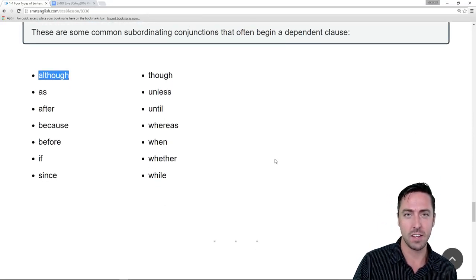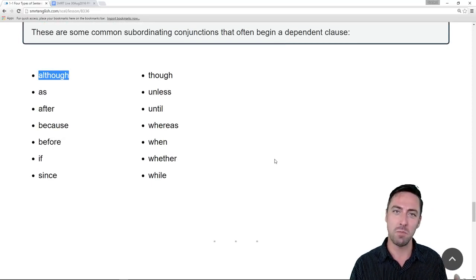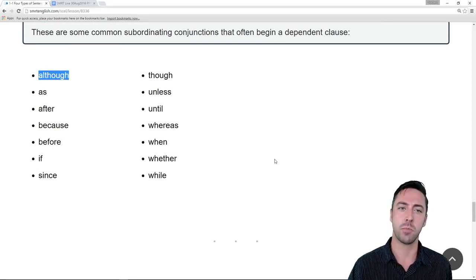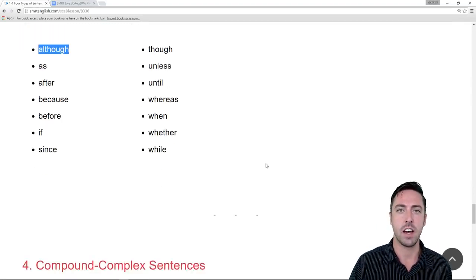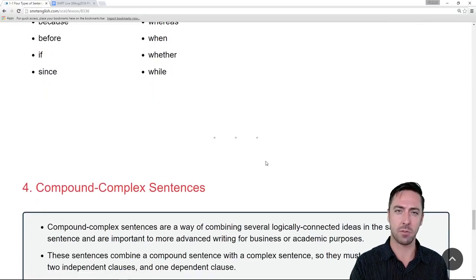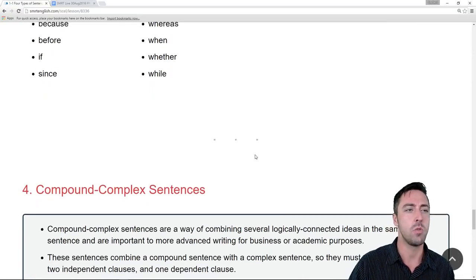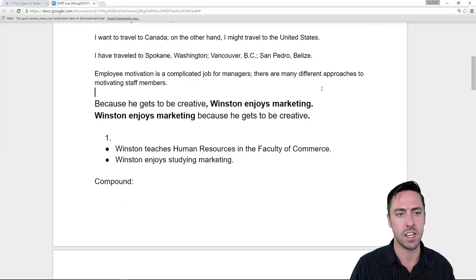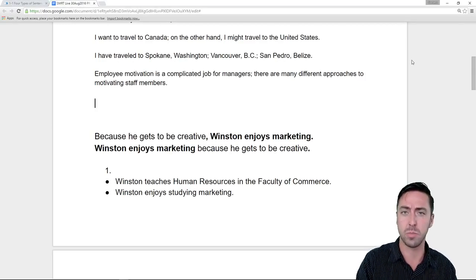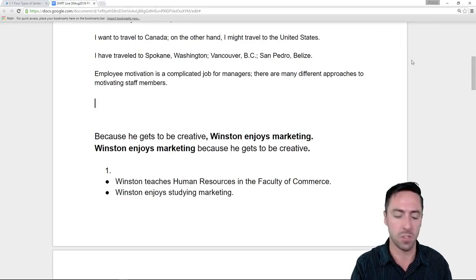Although is common, and I could teach a whole lesson on the different meanings of these subordinating conjunctions. But basically, although, as, after, because, they hold different meanings and relationships to the dependent clause and the independent clause. When I use although, let's look at a couple sentences and I'll write them out and then I'll explain the purpose of using although is.